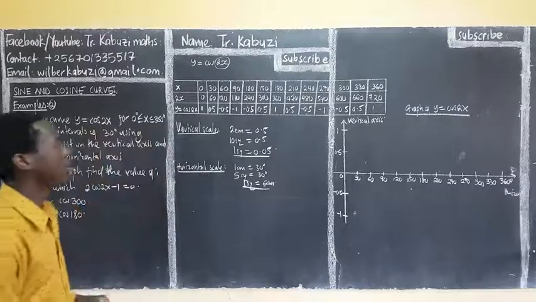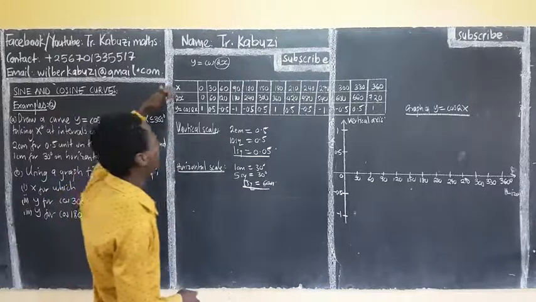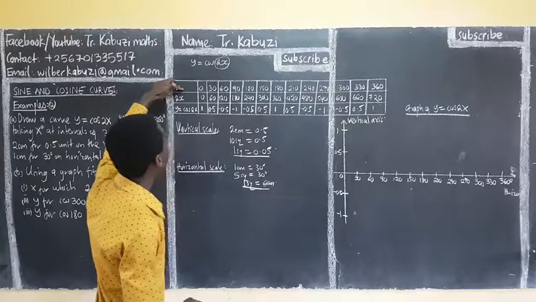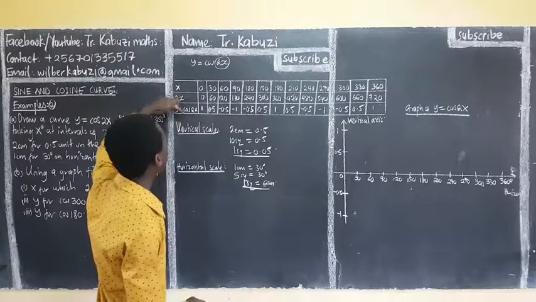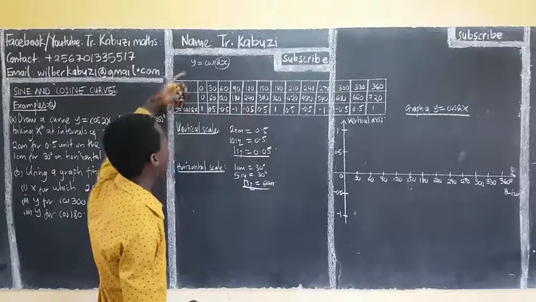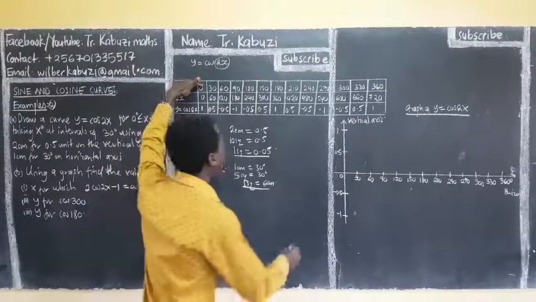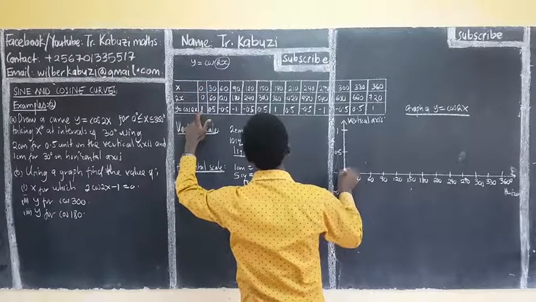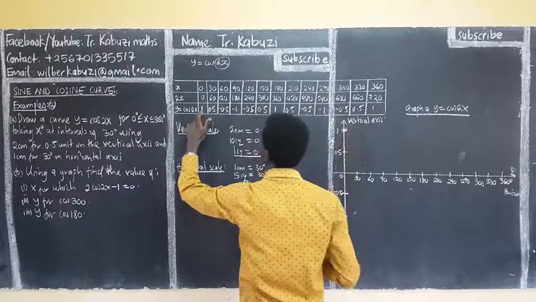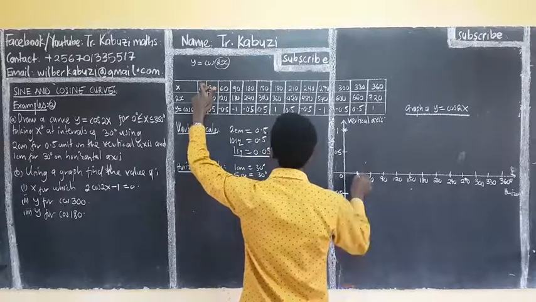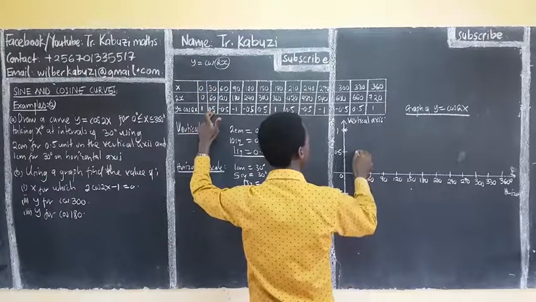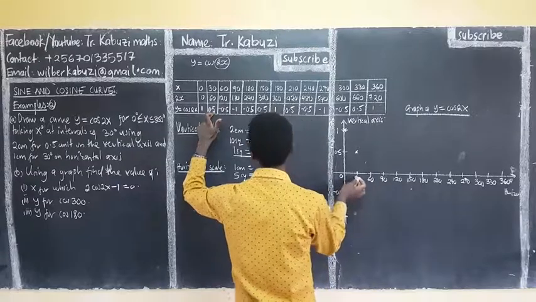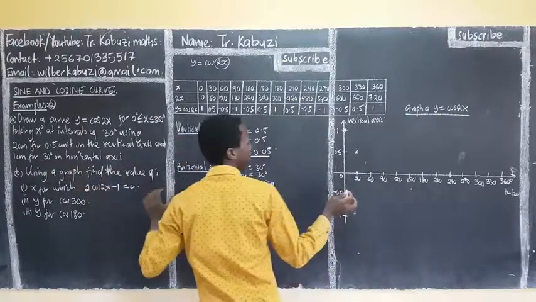Now let us do the plotting. We are plotting x against y. The coordinate for when x is 0, y is 1, so it's here. When x is 30, y is 0.5, it's there. I'm using 1 centimeter for 30 degrees.